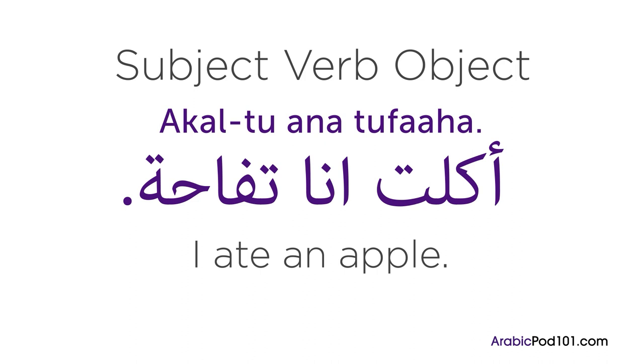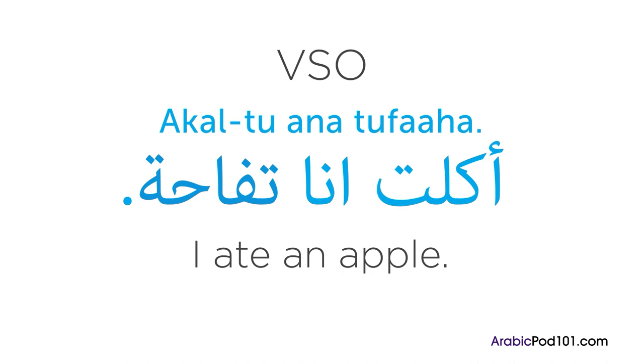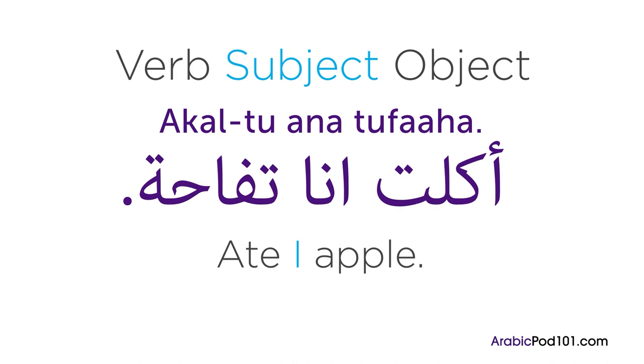Arabic is actually written in red from right to left. We will cover this aspect more in the next episode on writing. The word order for Arabic then is verb, subject, object, or VSO for short. The same sentence in Arabic then is essentially ate I apple. Verb first, then subject, and object last. Okay, let's move on to the next section.